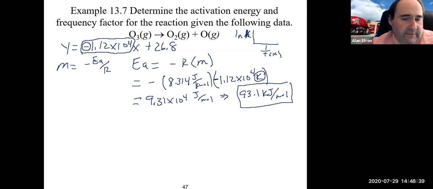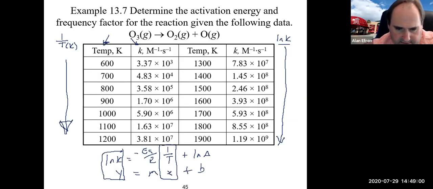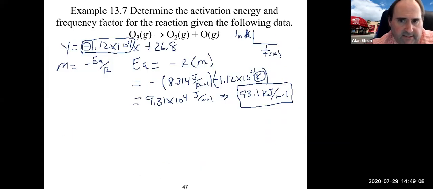Now, the other thing that we want to find was actually the frequency factor, which is the A. And if you remember that in our formula, right, the natural log of A is equal to the y-intercept. And that is, where is that? Right here. Natural log of A equals the y-intercept. So we would use that part of the formula and the information to solve for that. So natural log of A would equal the y-intercept, which is 26.8.